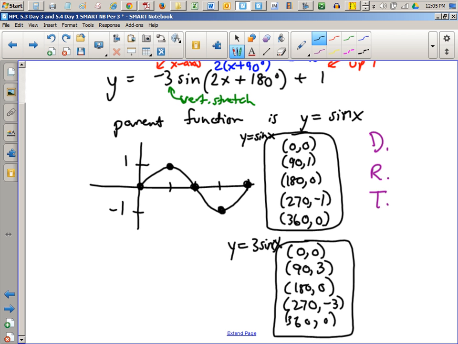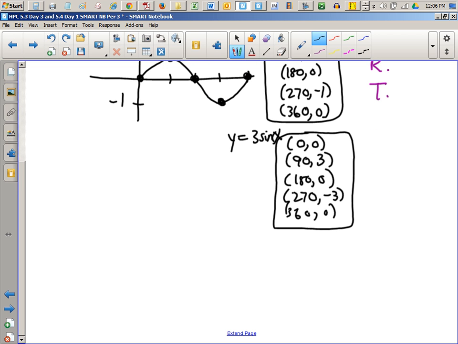Now I need to do a horizontal compression by a factor of 2. So what I need to do now is shrink all my x's to half size. Okay? So let's make all the x's half size. This will be the table for 3 sine of 2x.